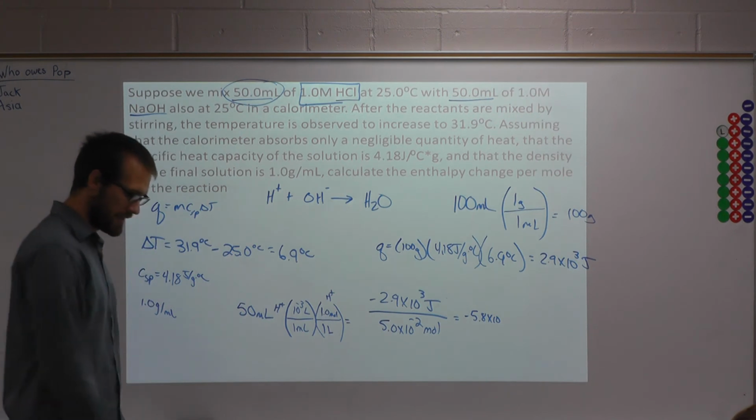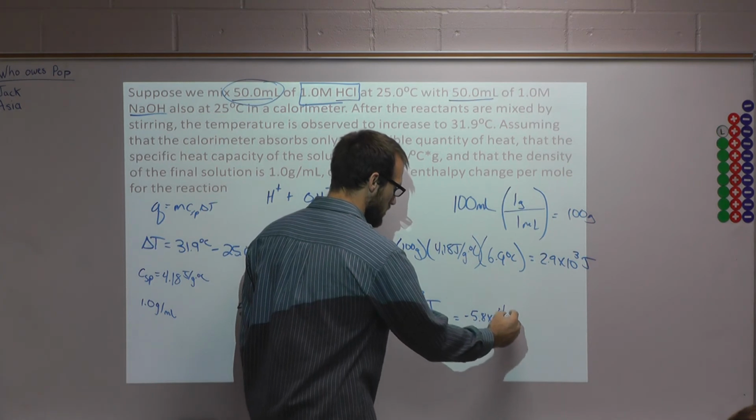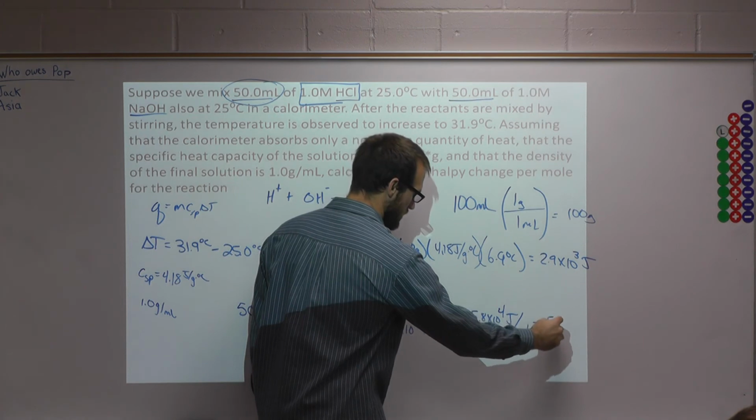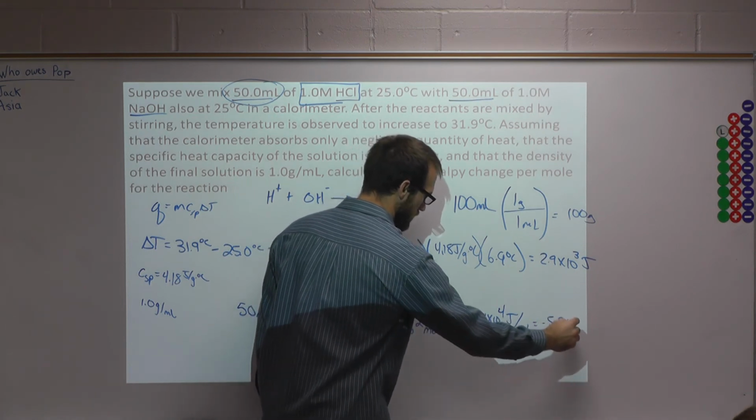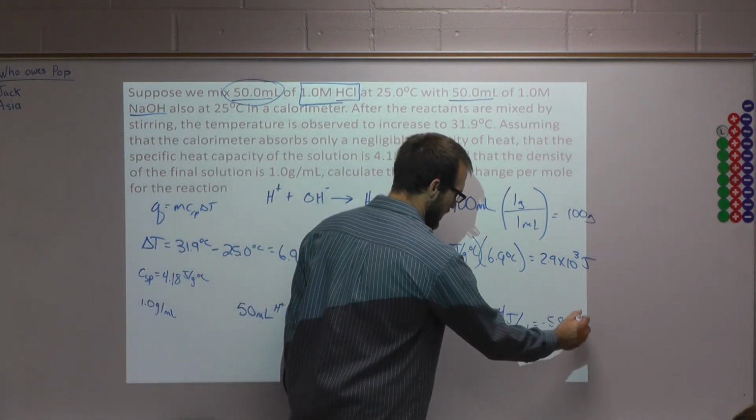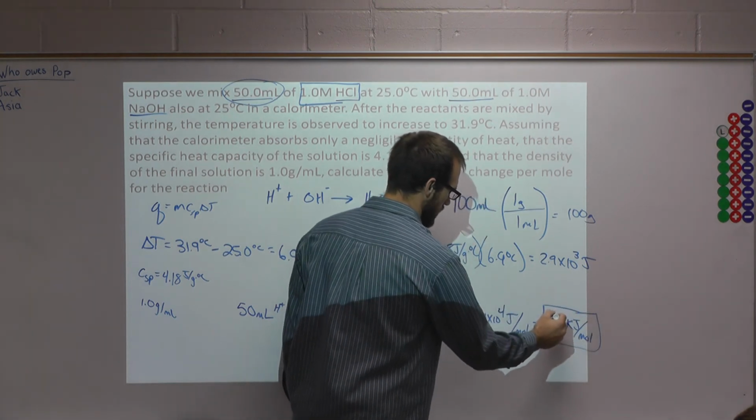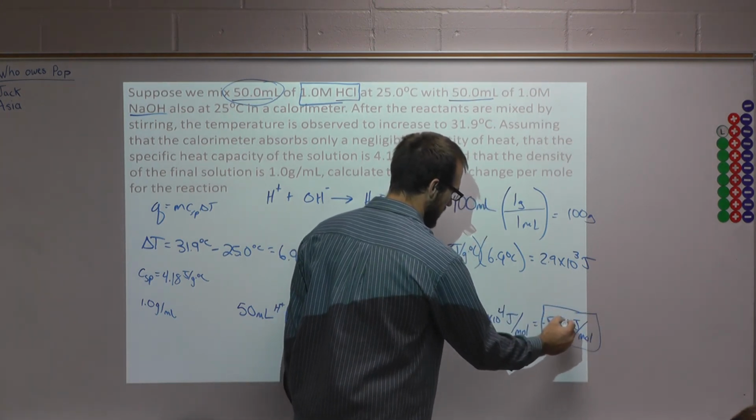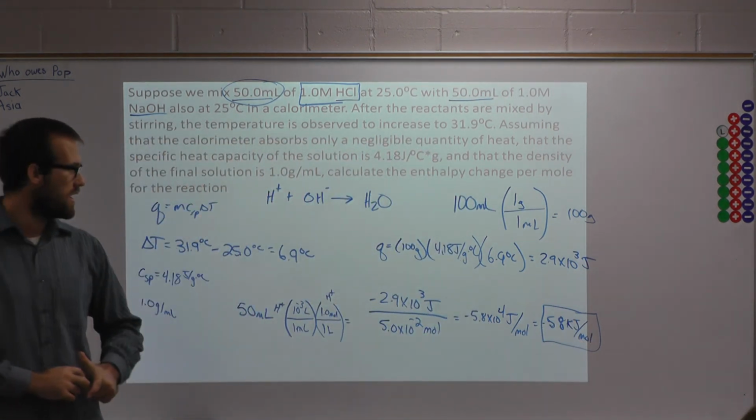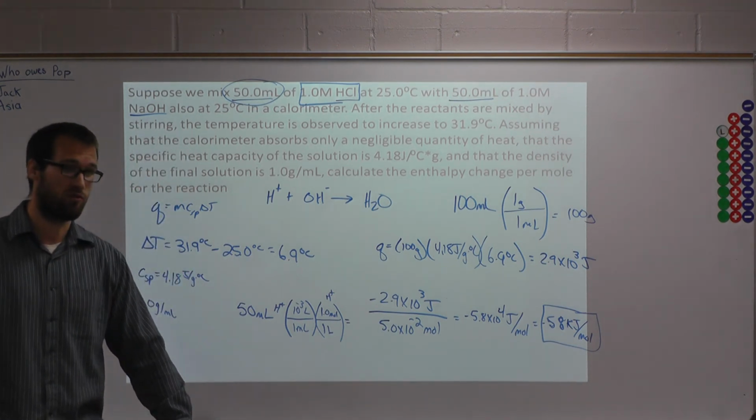Negative 5.8 times 10 to the 4th joules per mole. We could take that and convert it to kilojoules. Not 1 decimal place off. 58 kilojoules. Does it make sense? Sign convention here. The reaction gave off, because of the negative sign, 58 kilojoules for every mole.